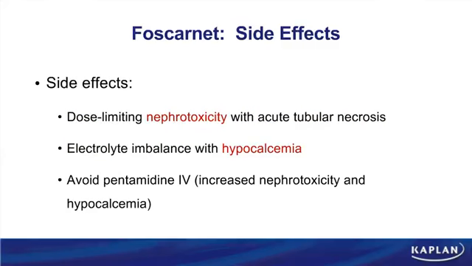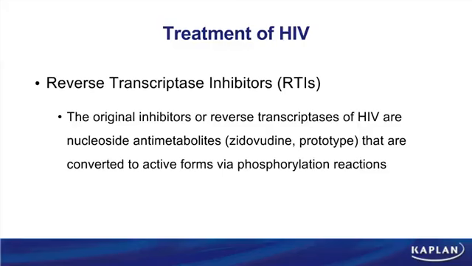People who take Foscarnet need to be aware of dose-limiting nephrotoxicity. You can possibly get acute tubular necrosis, and you also get electrolyte imbalances, including hypocalcemia. So be aware of the side effects and the electrolyte imbalances this drug might cause. Now that we've finished our discussion of antiherpetic drugs, let's move on and talk about drugs for HIV.